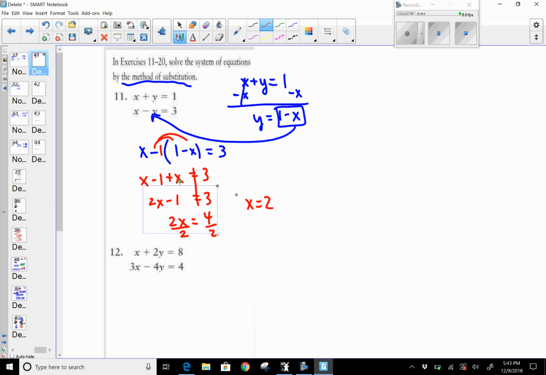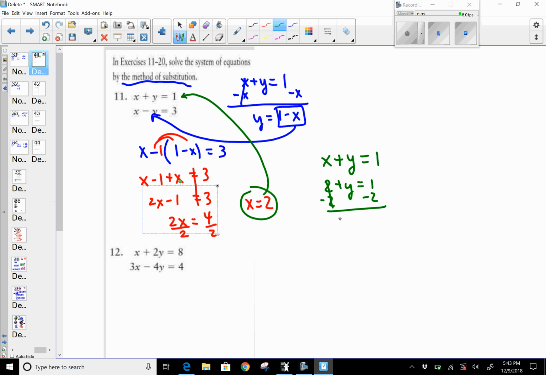So I want to solve. So I don't just have an x, I have an x and a y. So it's easy for me to take this right here to get the y and plug it into the original right there. So I'm going to get x plus y is equal to 1. I'm just rewriting this whole thing right here. My x I know is going to be 2, so I'm going to substitute 2. So 2 plus y is equal to 1. To get the y by itself, I'm going to subtract both sides by 2. So I get y is equal to negative 1.